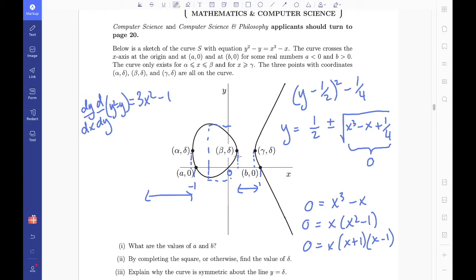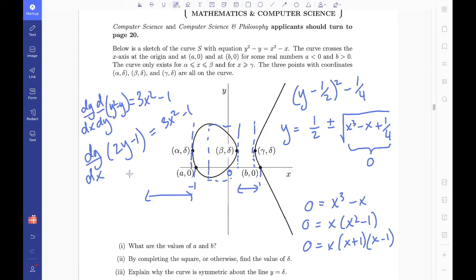In fact, something we can see is that the gradient of this curve is infinite or negative infinity at these points, alpha, delta, and at all the points where y is delta. So if I differentiate this, I'll get a form for dy/dx, and that's going to be 2y minus 1 in there. So this is implicit differentiation. If you haven't covered this yet, don't worry about it. You probably won't need it.